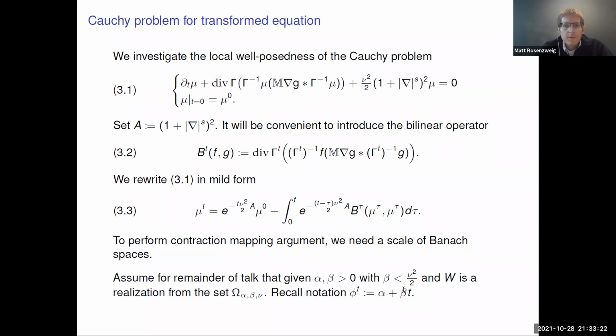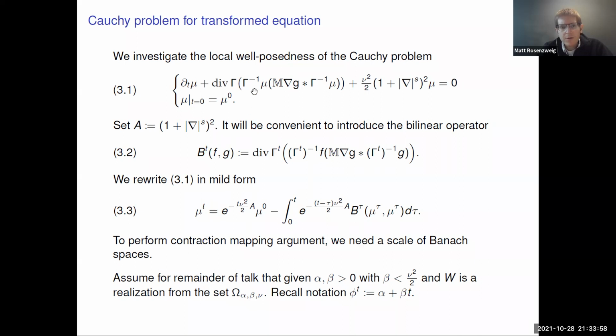So, okay, what is the starting point? Well, the starting point is the local well-posedness step, as you might imagine. We need to show local well-posedness for the Cauchy problem of the transformed equation, this random PDE right here. Some notation: it's convenient to write A to just be the square of this Fourier multiplier. And it's also convenient to introduce this time-dependent bilinear operator B over here, corresponding to the nonlinearity appearing here.